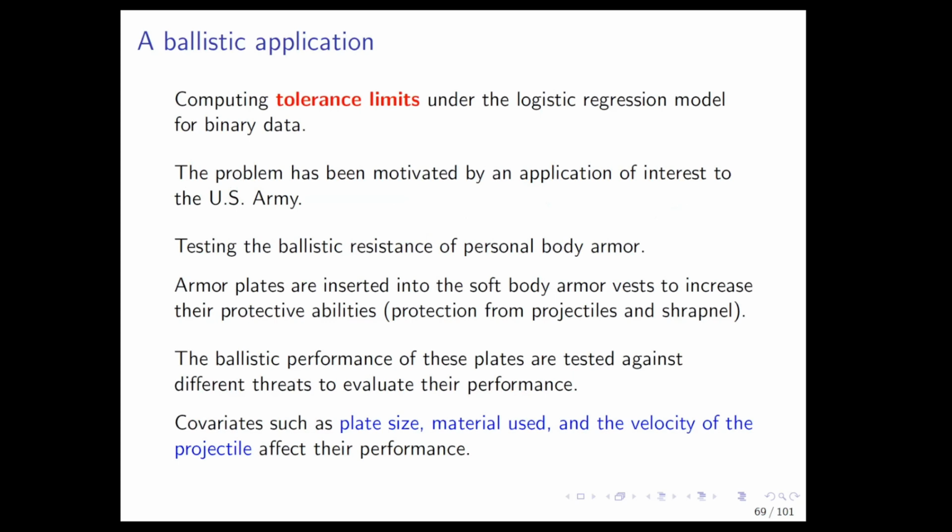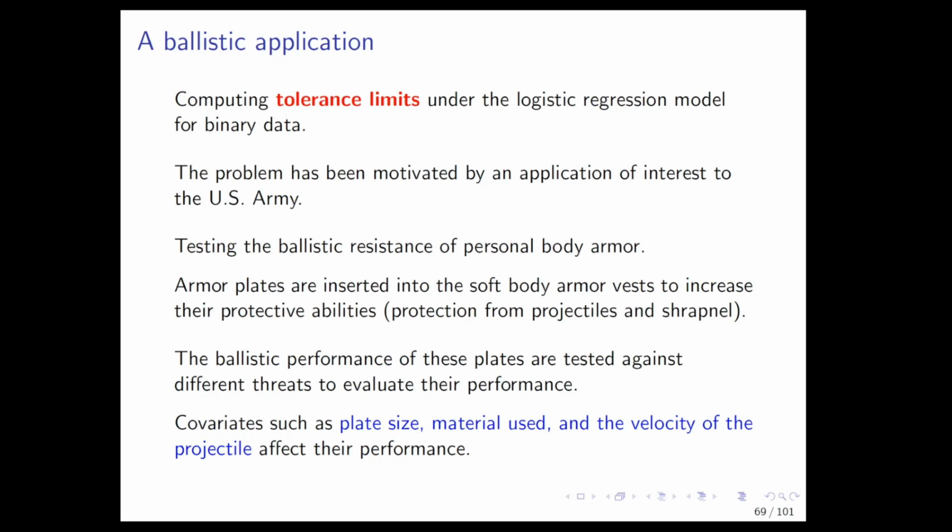Basically, what they are trying to do is test the body armor, like the bulletproof vest, regarding how resistant it is if some projectile or bullet hits it. To increase the safety, they insert an armor plate into the vest in order to have extra protection. And then they test it out, to see how effective these plates are in preventing a bullet or some projectile from penetrating.